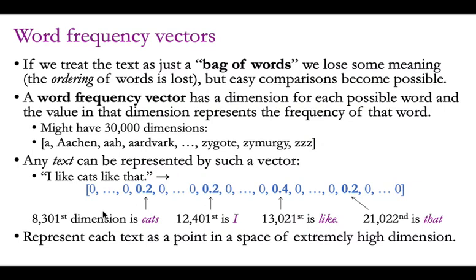This is a huge vector with lots of zeros, because most of the words like aardvark and zygote are not mentioned in this utterance, but a few words are, okay? I just gave random examples: say the 8,301st dimension represents the frequency of the word cats, and that's where we have a non-zero value, and so on. So each text, regardless of what it is, can be represented as a point in a space of extremely high dimension, where there's one dimension for each word, and the value of the dimension is the frequency of that word. Okay, that makes sense.